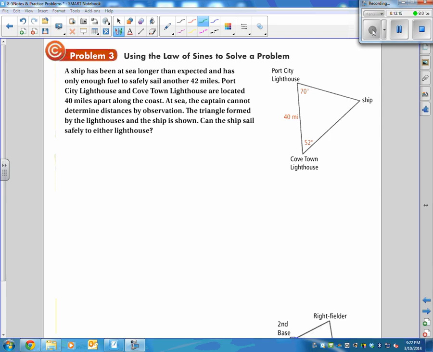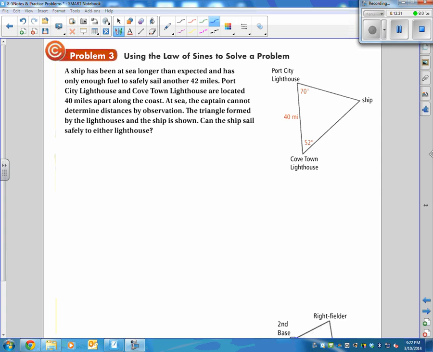At sea, the captain cannot determine the distance by observation. The triangle formed by the lighthouses and the ship is shown. Can the ship sail safely to either lighthouse? Okay, so in order to find this out, we've got to use a little bit of trigonometry.